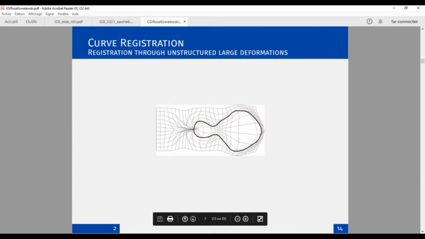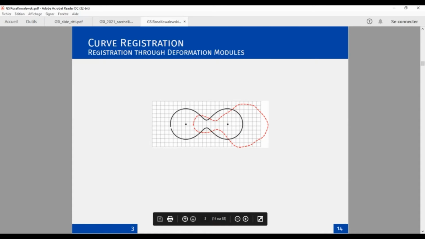So we see that we have a perfect curve matching. However, the inside in the curve in the ambient space is somehow distorted. It doesn't represent this uniform scaling that we might assume or that we wish to model. So we can use deformation modules to incorporate this prior knowledge on the deformation.